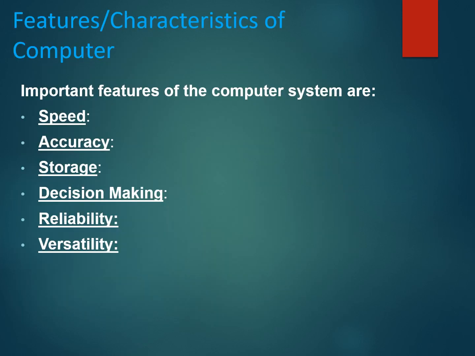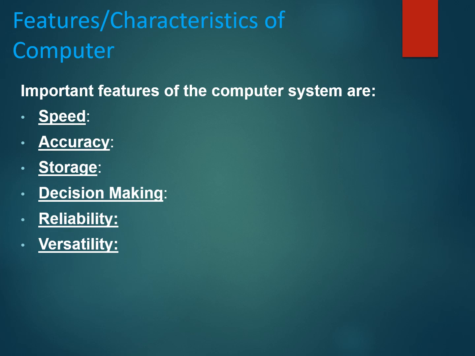Features or characteristics of a computer. Some of the features or characteristics of the computer system are speed. A computer can perform several millions of operations per second, so it is very fast. Accuracy. A computer is capable of performing calculations up to the extent of 64 decimal accuracy. This increases the accuracy of the computer.